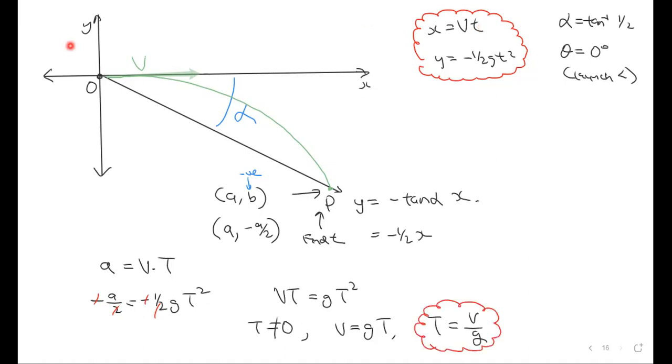And that is what they wanted us to show. The particle hits the slope at time t equals v over g seconds. And that's how we do that.